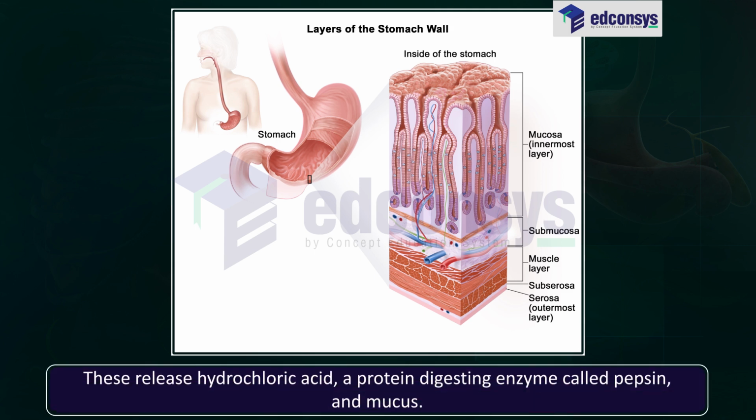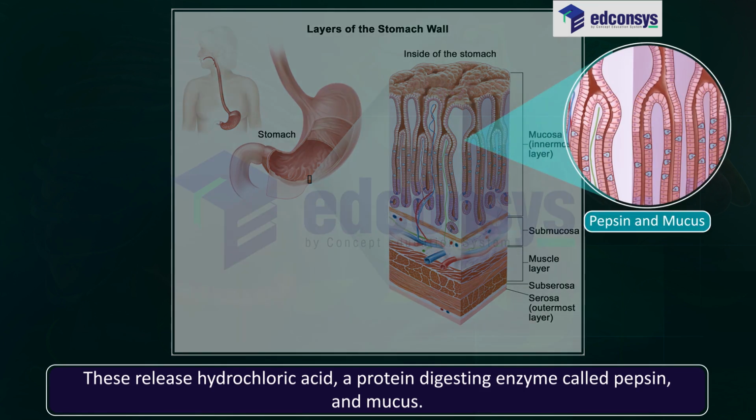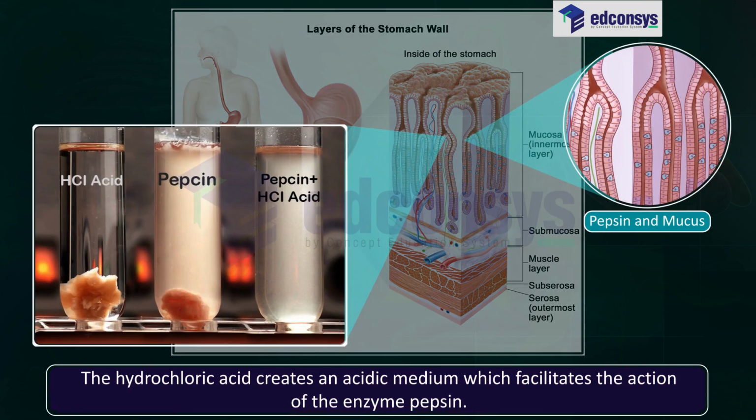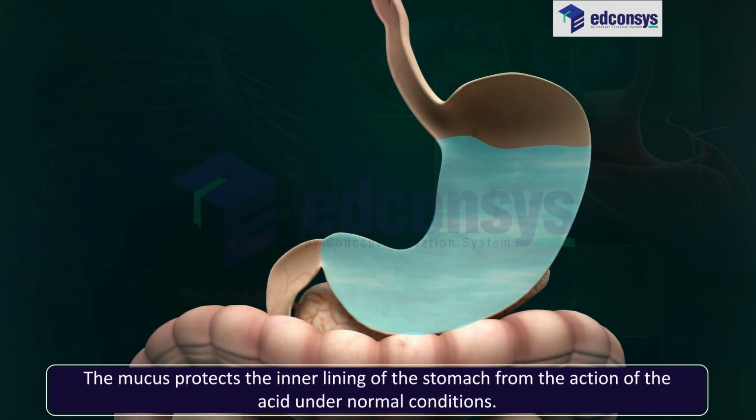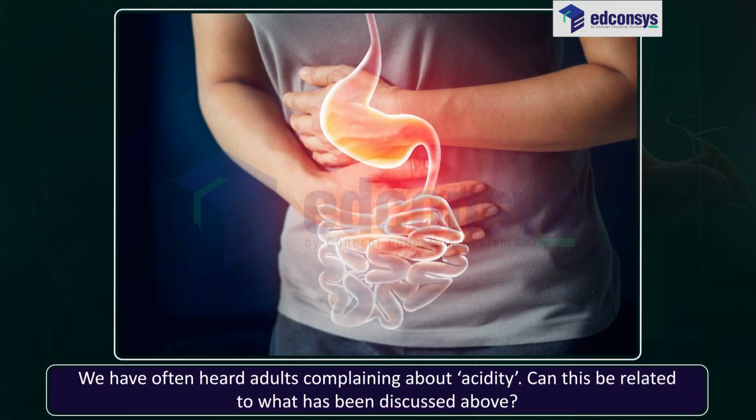These release hydrochloric acid, a protein digesting enzyme called pepsin, and mucus. The hydrochloric acid creates an acidic medium which facilitates the action of the enzyme pepsin. The mucus protects the inner lining of the stomach from the action of the acid under normal conditions. We have often heard adults complaining about acidity.